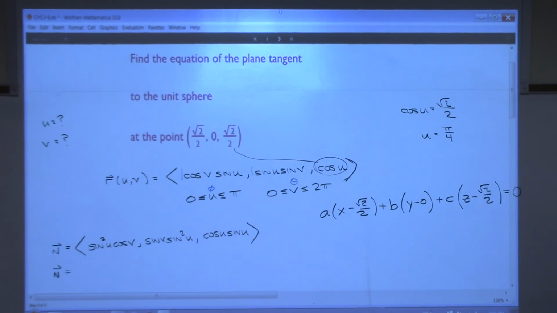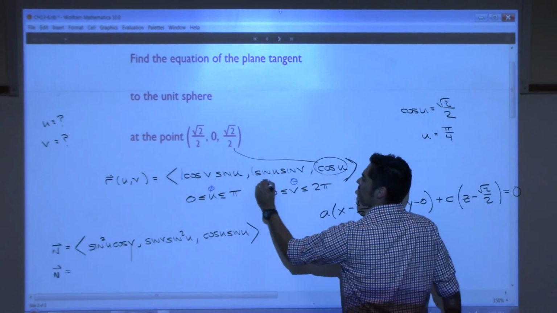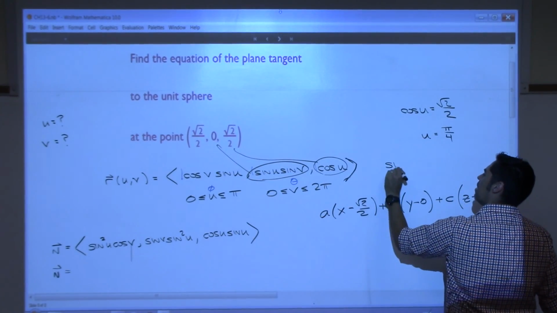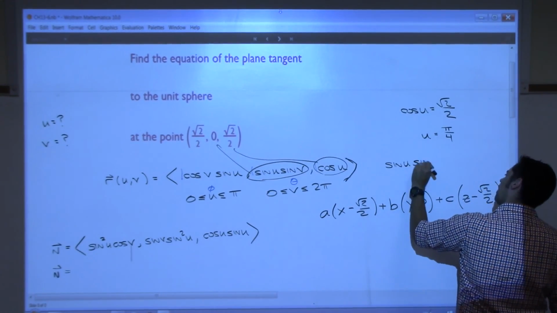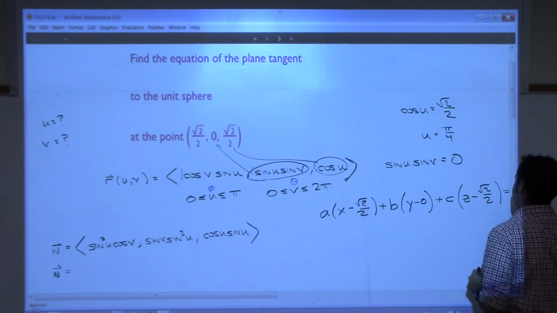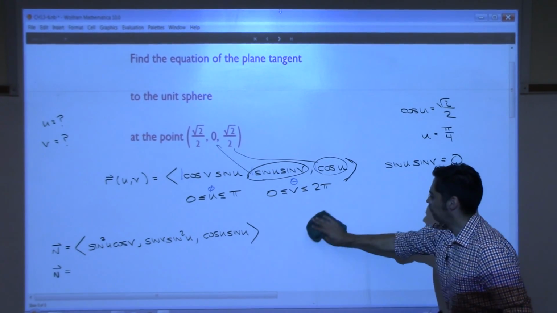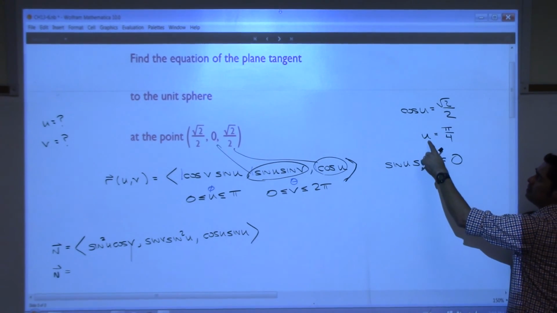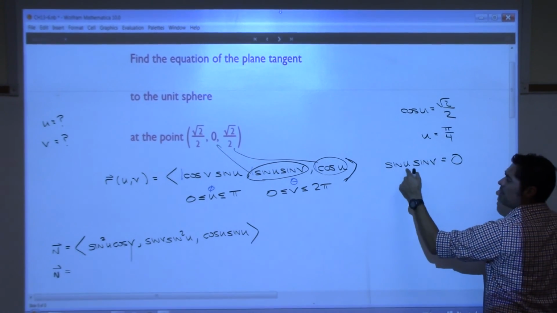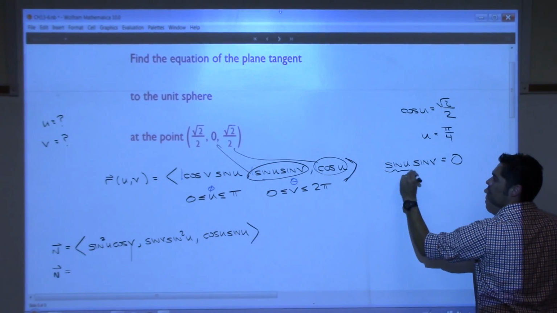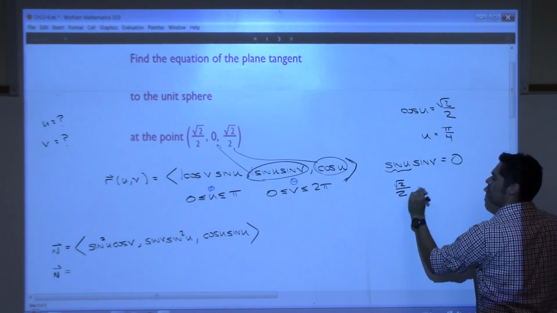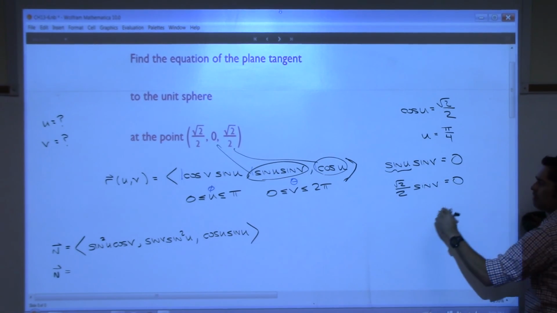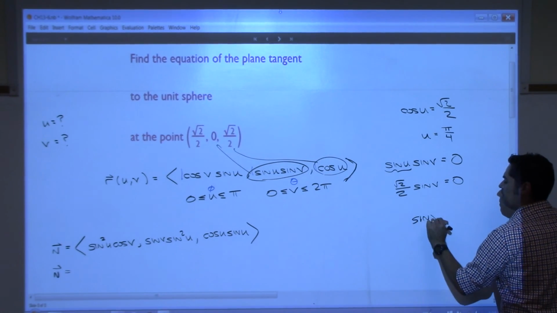Okay, let's look at this one right here. This has to be equal to that. So I must have that sine u times sine v must be 0. But I know what u is, right? u is pi over 4. What's sine of pi over 4? This is root 2 over 2. Sine v must be 0. Divide both sides out. You have sine of v must be 0.